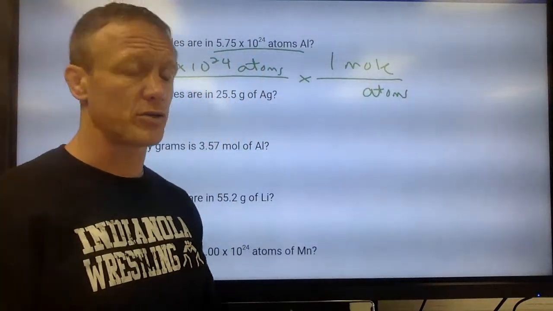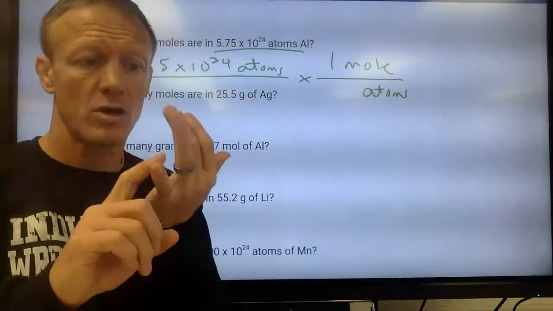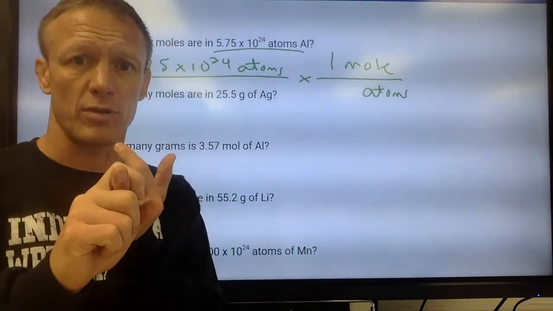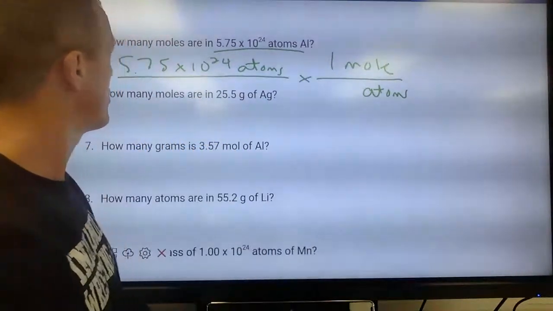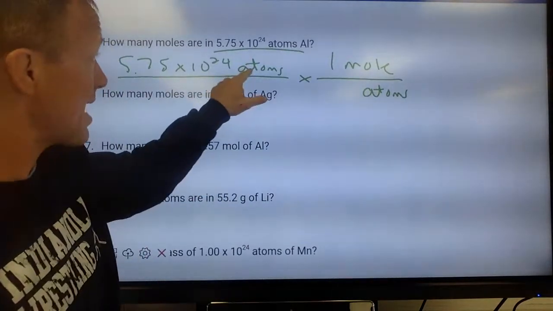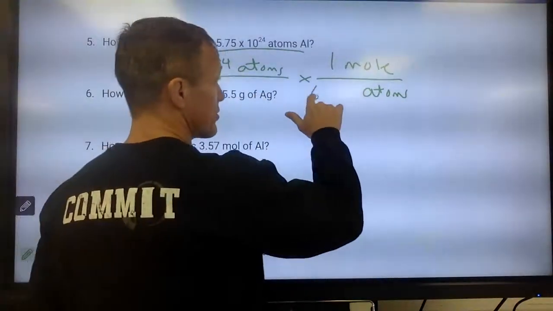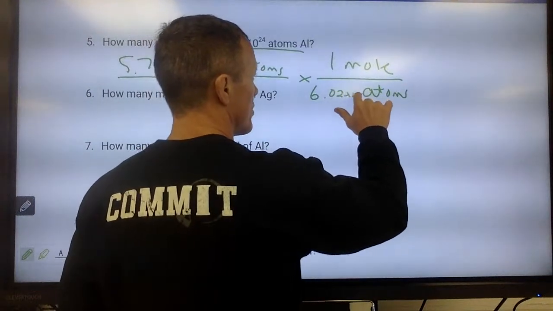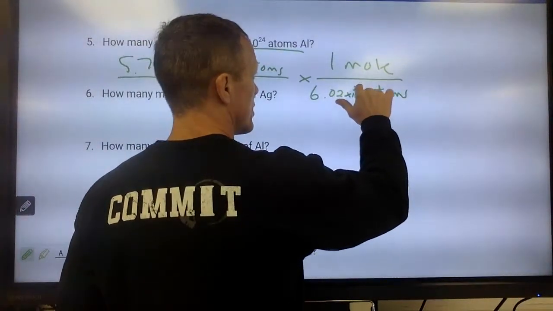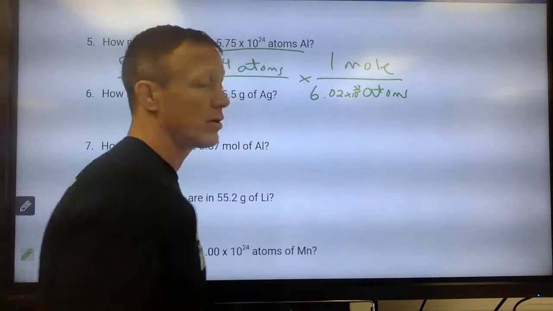Again, two things a mole is equal to: Avogadro's number of atoms, or the grams off the periodic table for aluminum, in this case. Well, it's giving us atoms, so we've got to use Avogadro's number down here, 6.02 times 10 to the 23rd.